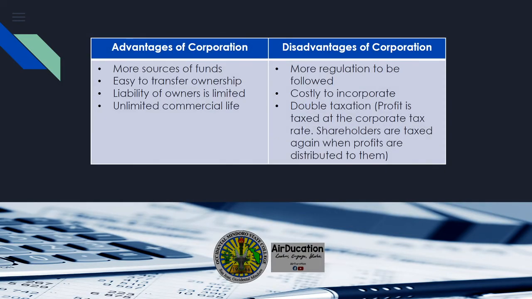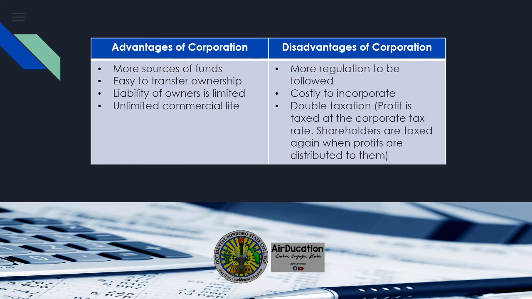So these are the advantages and disadvantages of a corporation. First, advantages. More sources of funds because you are composed of 5 to 15 incorporators. So you have a lot of sources for the funds. Easy to transfer ownership because, let's say for example, when Henry Sy died, SM is still there, okay?